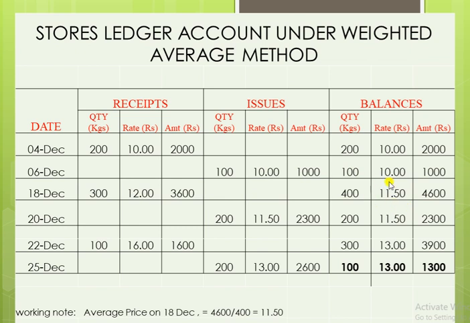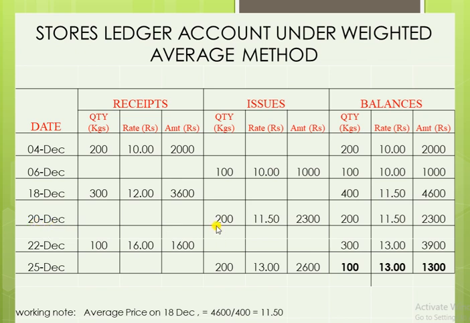Then what about the rate here in weighted average? I have given you the working note here. The average price on 18th December is 4600 divided by 400, that is 11.5. So amount divided by quantity or units, you will get the rate. This rate has to be used for the further issues. Okay, so now the next transaction is 20th December.